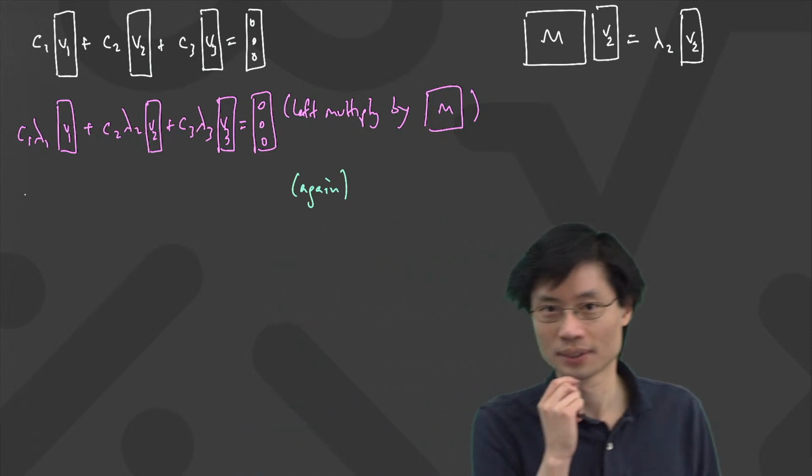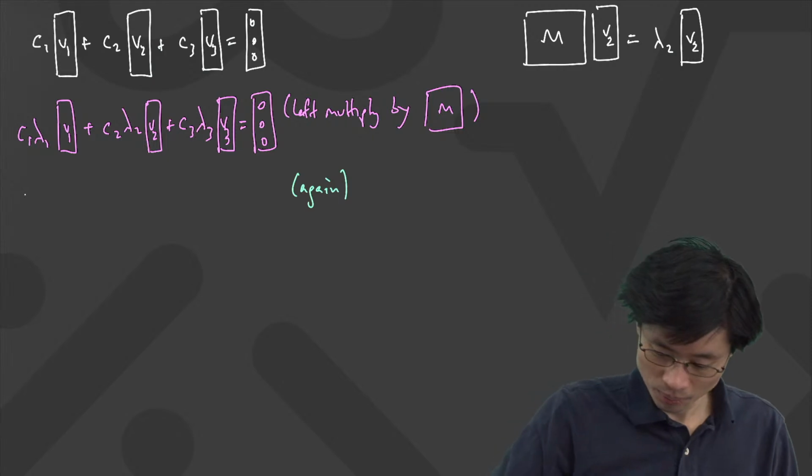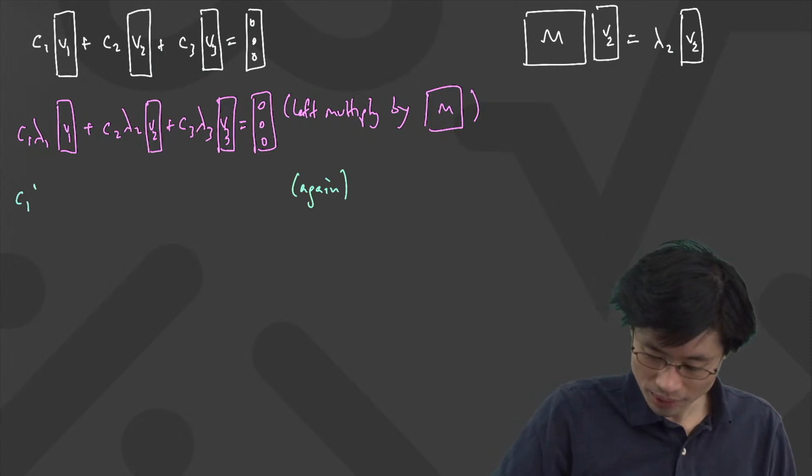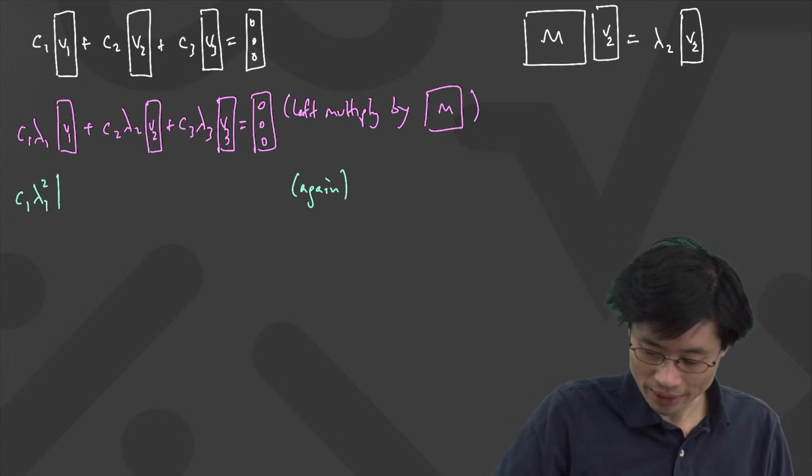Thomas. You just get all the lambdas squared. Yeah, it's lambda 1 squared times V1.